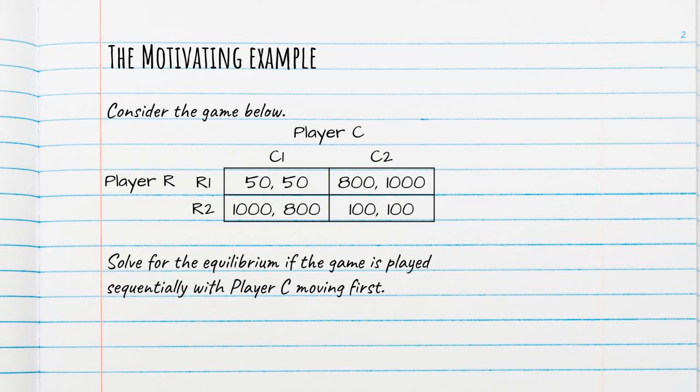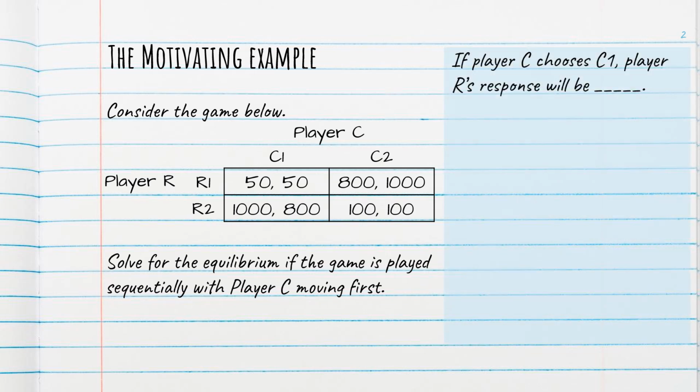So essentially what we need to do is ask ourselves a few questions. If player C, the first mover, chooses C1, what should player R do? So we're asking ourselves how our follower will respond. So we're using backwards induction, we just haven't built a tree to do it. So let's take a look. It says player C is choosing C1. So we're here in this column, and we want to know what player R is going to do.